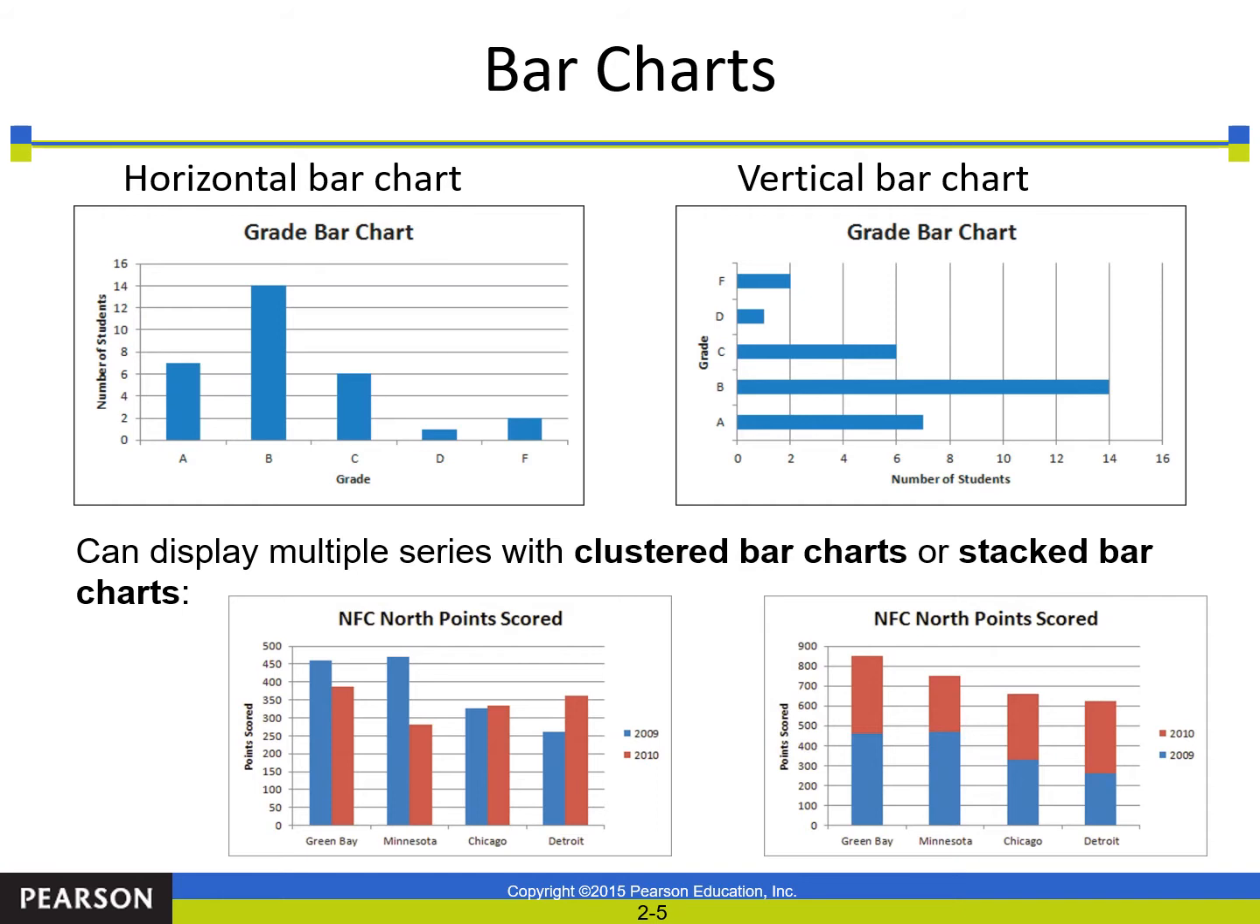Now on the bottom, we have two charts that we call clustered bar chart, that's the one on the left, or stacked bar charts, that's the one on the right. And these types of charts are used whenever we would like to compare information about two subjects. So for example, in this case, we're comparing different teams, right? And we're looking at their scores in 2 years, 2009 and 2010.